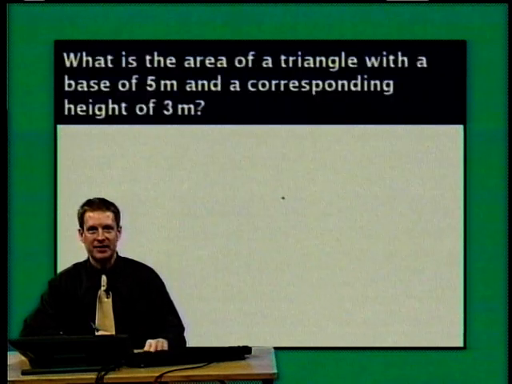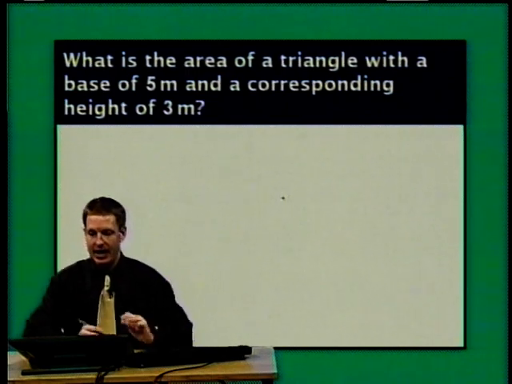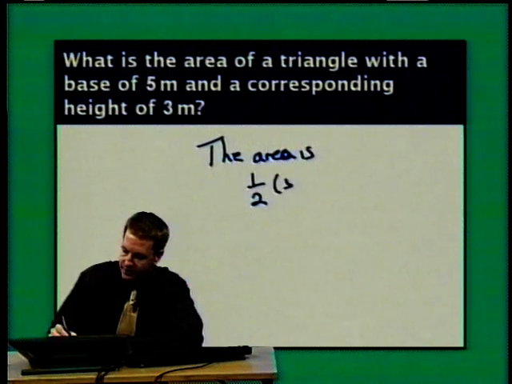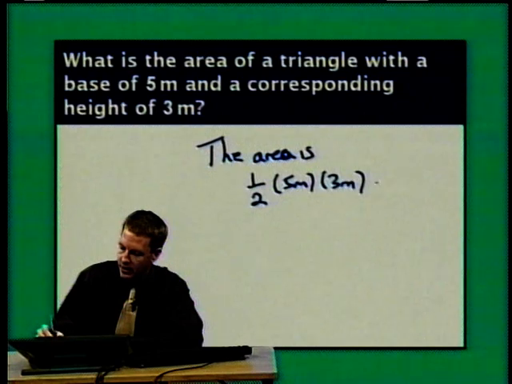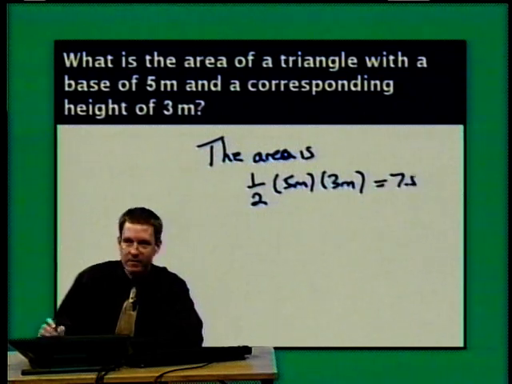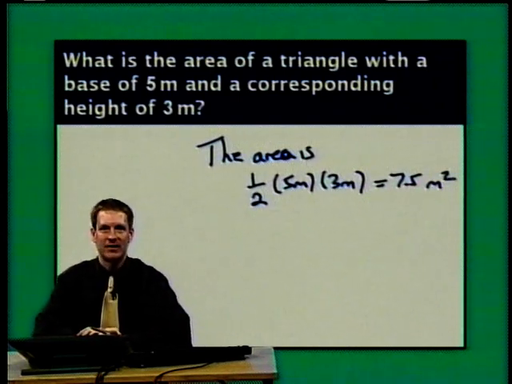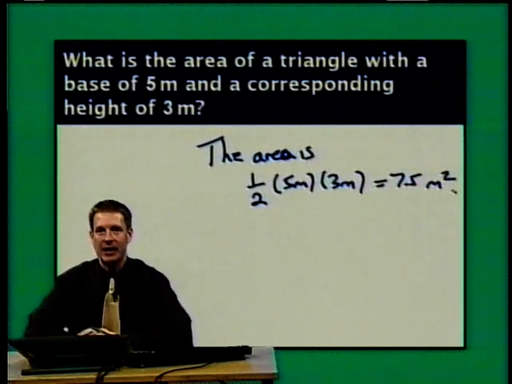So let's answer this question. What is the area of a triangle with a base of 5 meters and a corresponding height of 3 meters? This is an easy question to answer. The area is 1/2 the base, which is 5 meters, times the height, which is 3 meters. So altogether, we have 7.5 meters, which we usually call square meters. So this was an easy calculation to make.